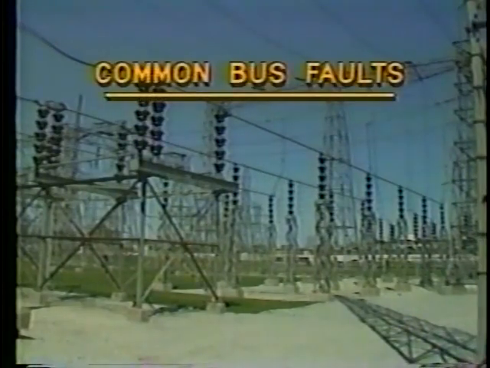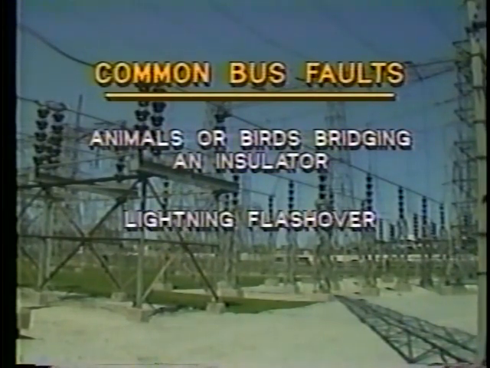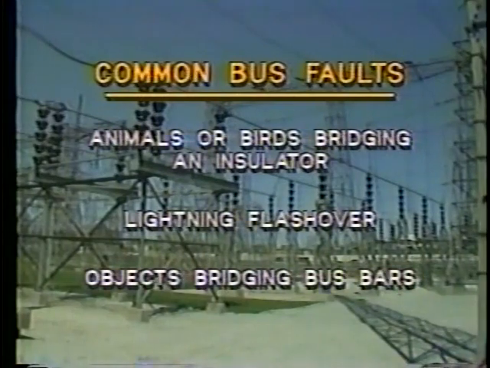Common types of faults that can occur on a bus are 1, animals or birds bridging across an insulator to ground; 2, in outdoor substations, lightning flashover, perhaps leading to insulator breakdown; and 3, flying objects bridging across the bus bars. In actual fact, faults rarely occur on buses, but if a fault does occur, then it must be cleared as quickly as possible because of the potential for extensive damage to equipment.